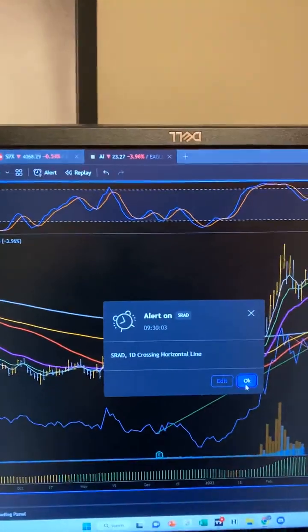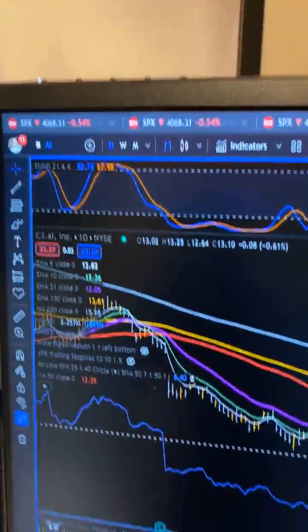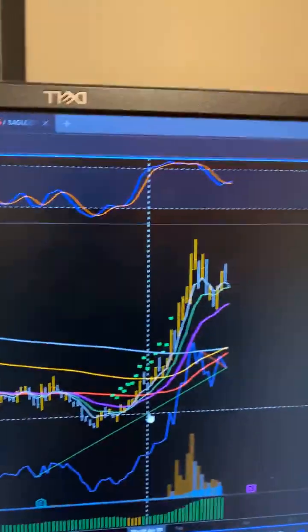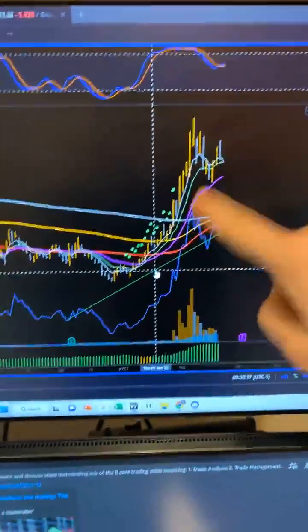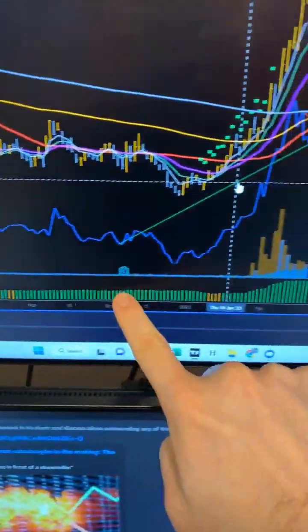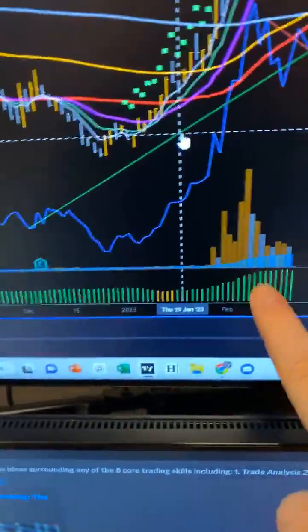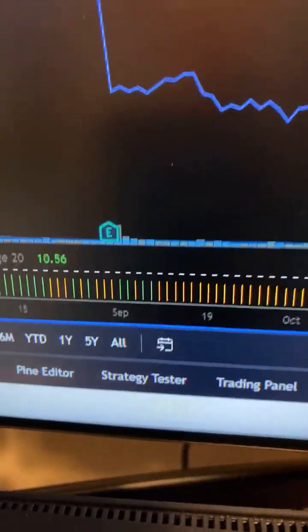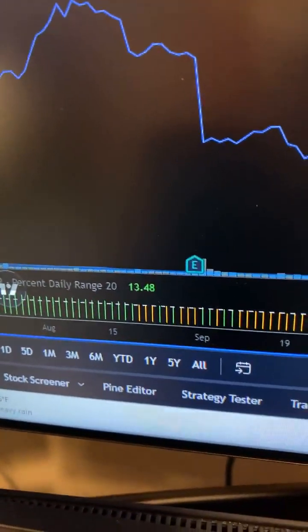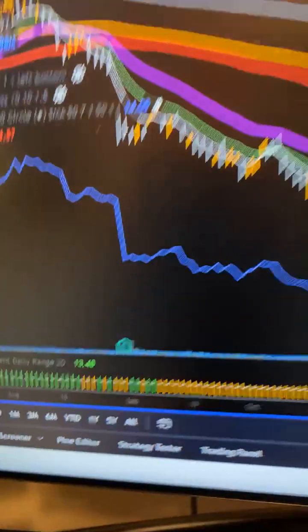So let's take a look at this example here. It was AI. The first thing I did with AI was put it on this chart, and you could see that it had a big run up from the lows, consolidating around here. Something that I look at on all the trades is this indicator down here. It's the percent daily range. If I scroll my mouse over to the most recent action, you can see that this thing is moving at about 13.5% per day.